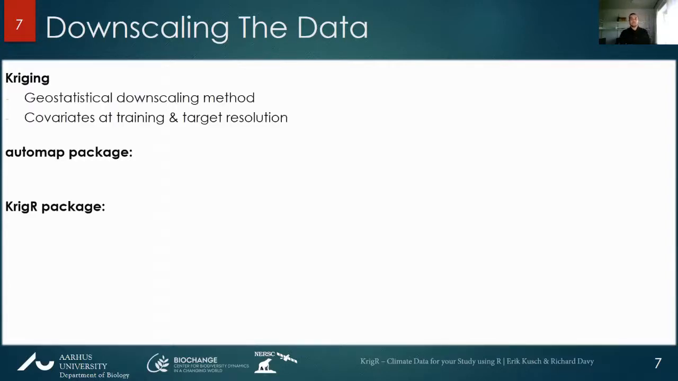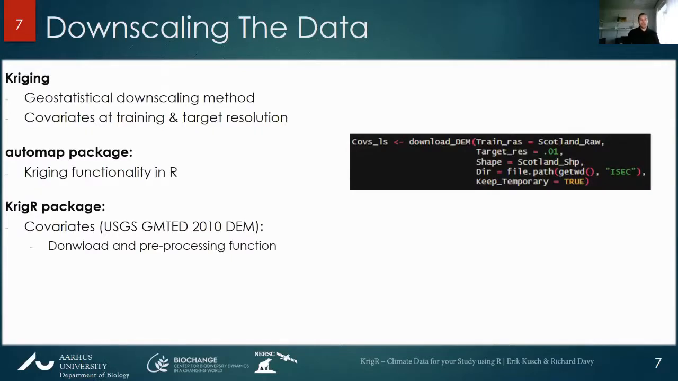For this, we need covariates at training and target resolution. I noticed a few questions popping up, which I waved away earlier. Here's where the answers come in. For the kriging itself, we use the kriging functionality offered to us in R by the AutoMap package. And our KrigR package then provides us with a default set of covariates.